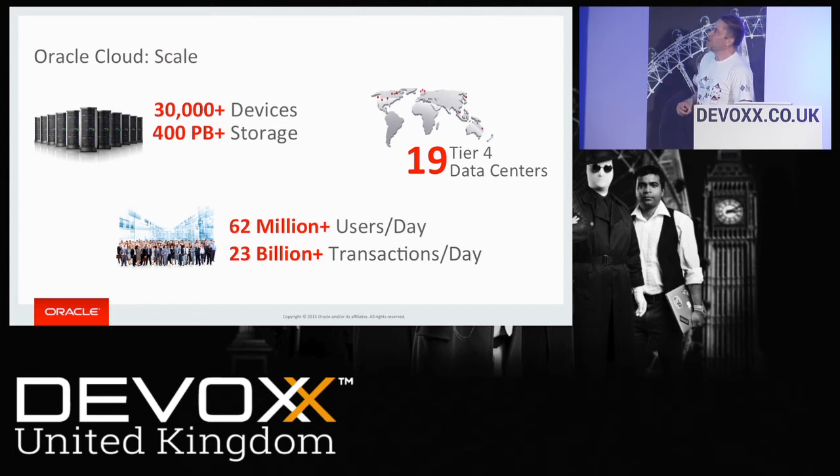Just to give you an idea of the scale of the Oracle Cloud, these numbers are a little bit out of date now. They're several months old. Yeah, can you believe? Months old. It's incredible. But we have 19 Tier 4 data centers. That was another lovely marketing term that I heard the other day. It was an embassy-grade data center. I don't even know what that means. We have over 30,000 devices, 400 plus petabytes of storage available. So there's plenty of ability to support lots and lots of users and lots of applications. We're talking about over 23 billion transactions a day, 62 million users a day, and like I say, these numbers are out of date already.